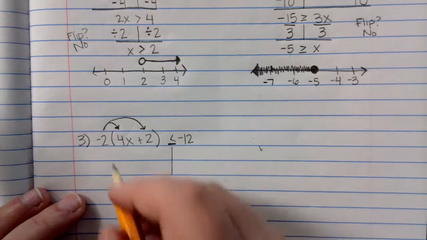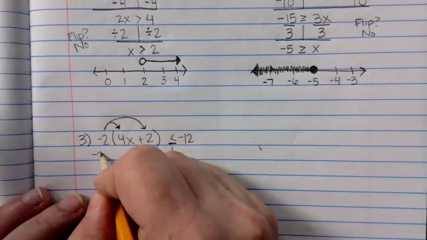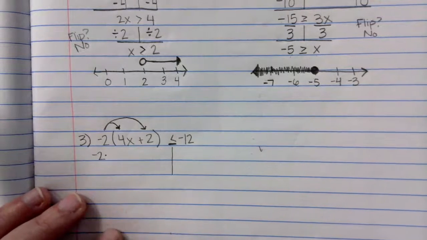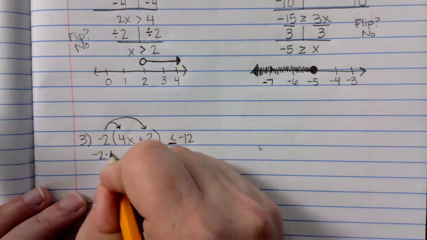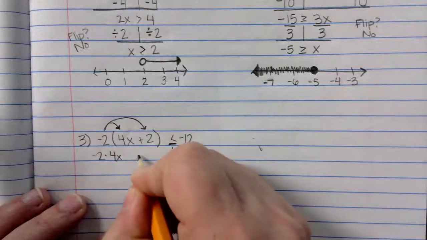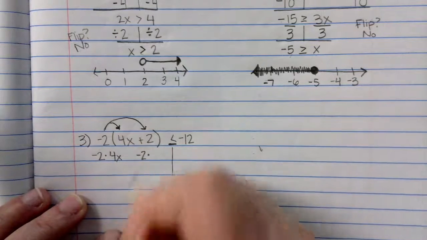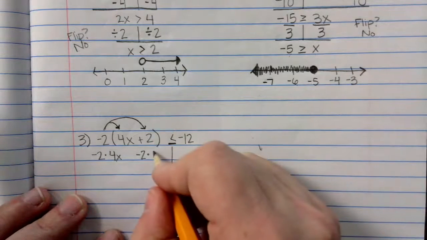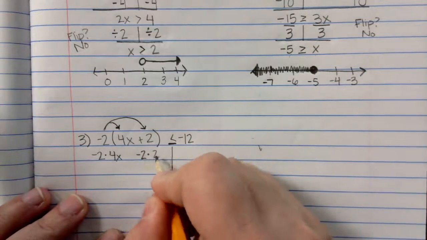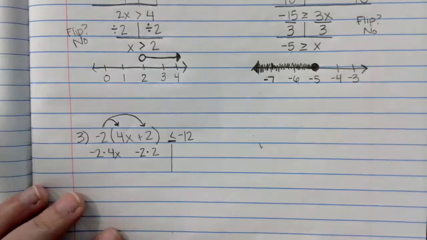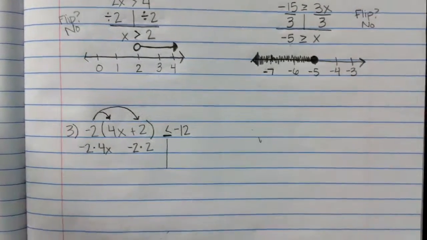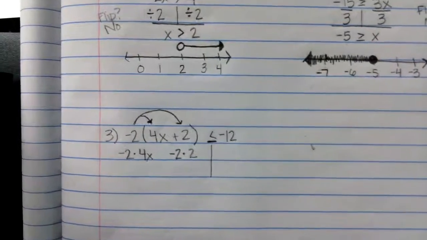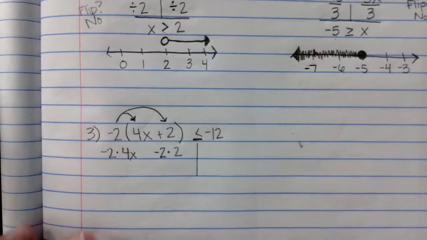So I'm going to do -2 times, what's the first part? 4x. -2 times the second part, 2. You might not need to write that part down. That's okay. I'm just writing it down for people who maybe at this point are like, what? So like I said, we're going to use it a lot next trimester.